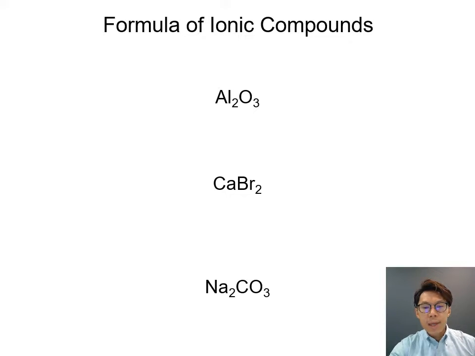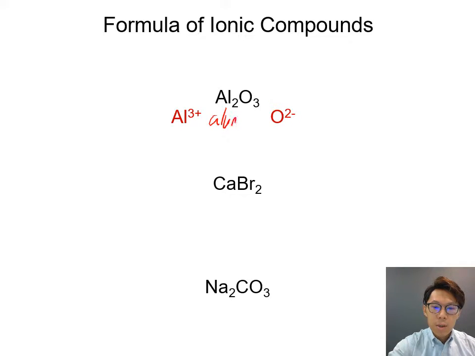Okay, here we have three example ionic compounds. The first one is known as aluminium oxide. Aluminium oxide is comprised of aluminium 3 plus and O2 minus, known as oxide. So I'll just label that aluminium oxide.